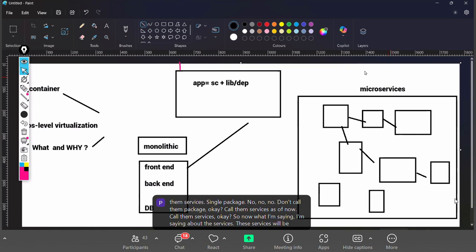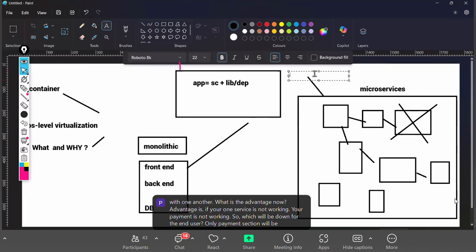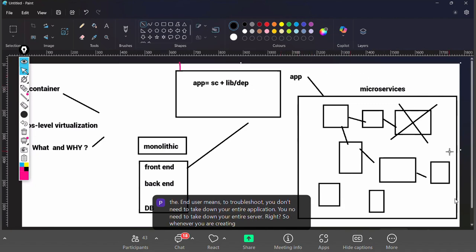These services will be connected with one another. What is the advantage now? The advantage is if one of your services is not working, say your payment is not working, which part will be down for the end user? Only the payment section will be down for the end user. Means to troubleshoot, you no need to take down your entire application. You no need to take down your entire server, right? So whenever you are creating an application by using microservices, when any service is not functional, you no need to take down the entire application. The end user will not face downtime in this case. The end user will face downtime only for that respective service.